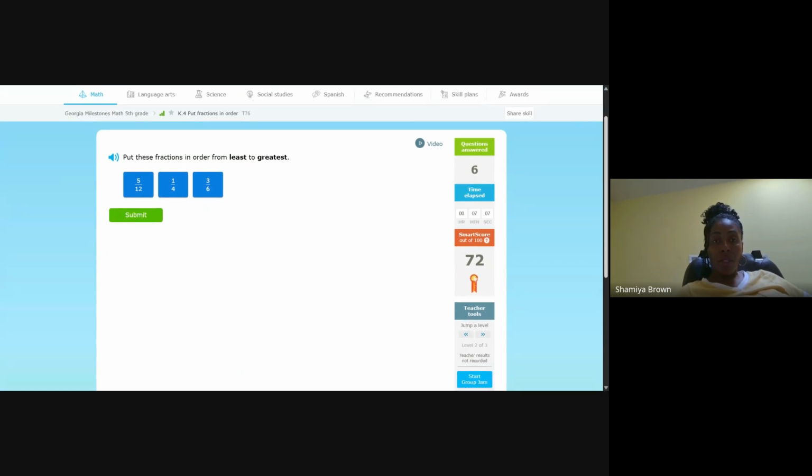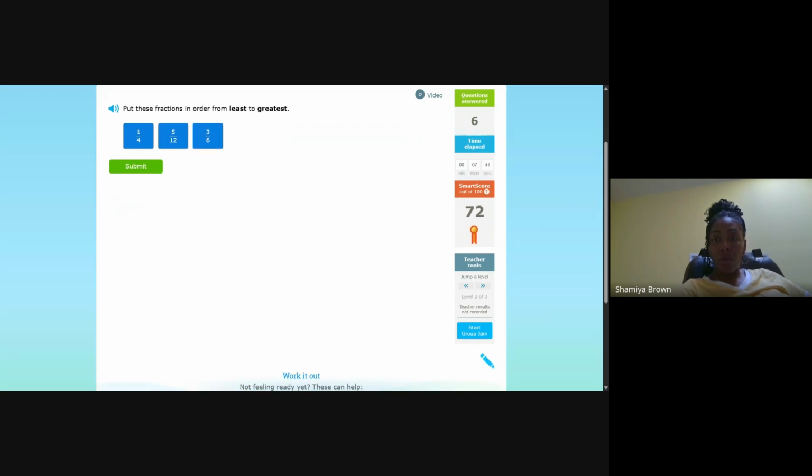Okay, putting these in order from least to greatest. 5/12 is almost a half, but not quite a half. So that's less than a half. 1/4 is farther from a half. And 3/6 is a half. So I could think about my benchmark for this one. So this is the smallest. This one is next to the smallest. Then this one is the greatest because it's a half. And if I needed to, I could check these two to make sure. Well, I know that 6/12 would be a half. So yeah, that has to be right.